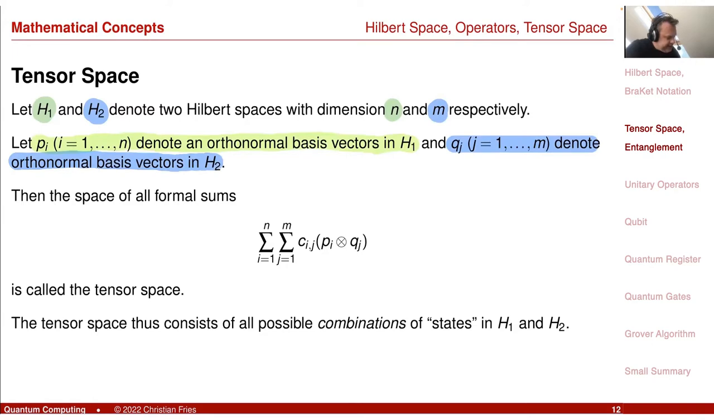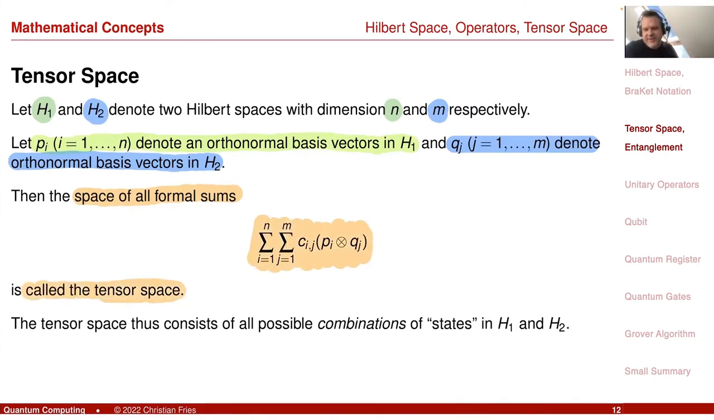Then the space that is formed by all formal sums c_ij, and then some symbol, that's also just a name, p_i tensor product q_j, is called the tensor space. So you see from this definition, I combine every basis vector in one space with every basis vector in the other space, and I have assigned a coefficient to it. So the tensor space consists of all possible combinations of the states in H1 and H2.